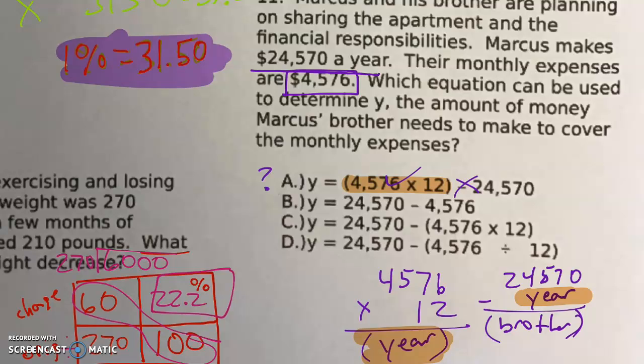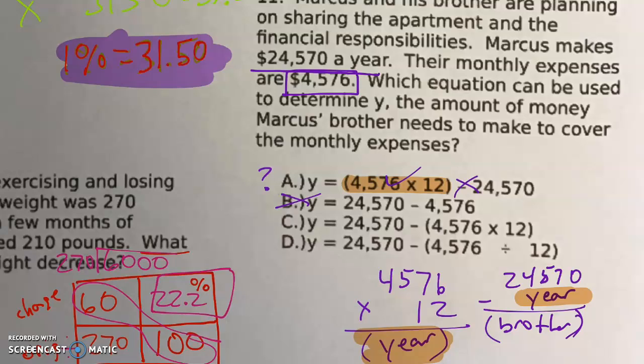All right, so let's look at B. We got $24,570. We have how much Marcus makes minus the monthly expense. Well, that's only 1 month, right? And Marcus doesn't get paid $24,570 a month. So it cannot be that. Cannot be B.